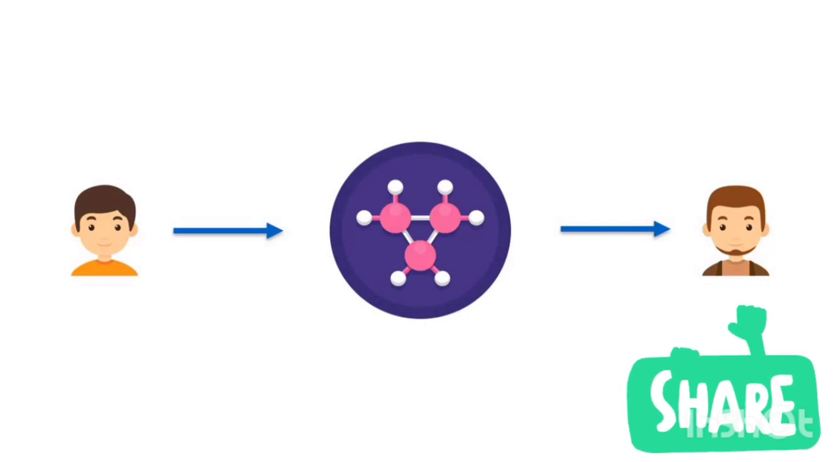So a decentralized network is more secure. No single organization or entity controls the network. So this is how decentralized networks work.